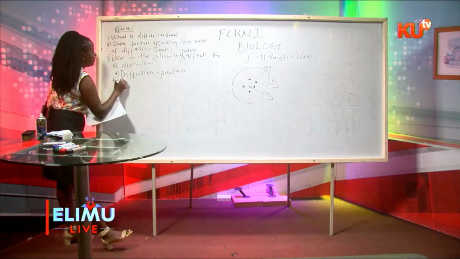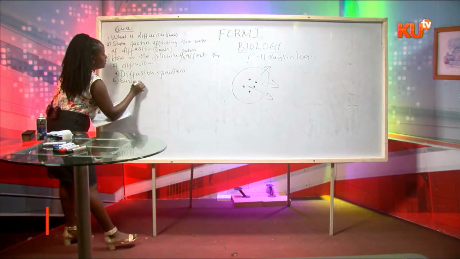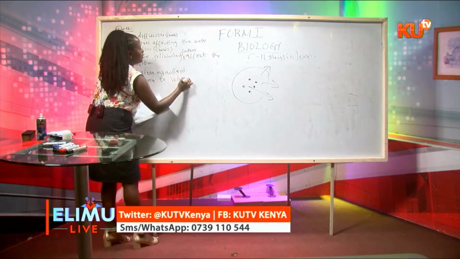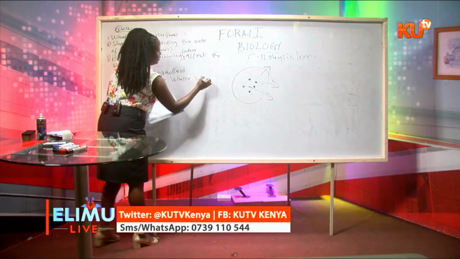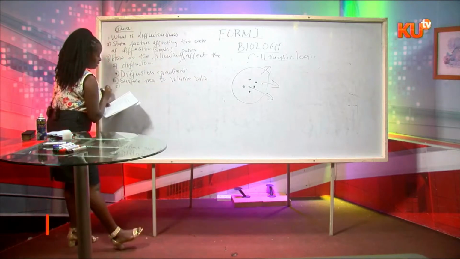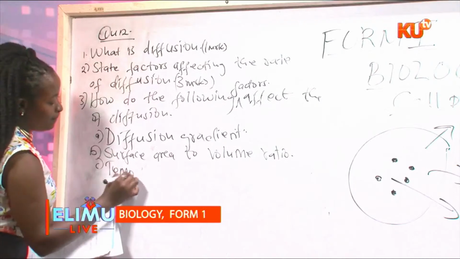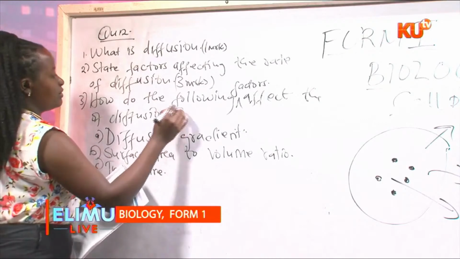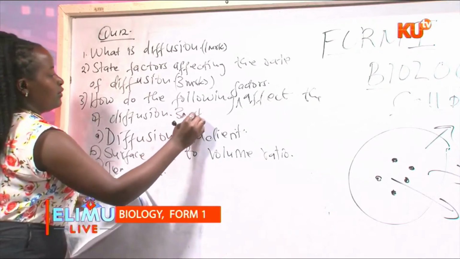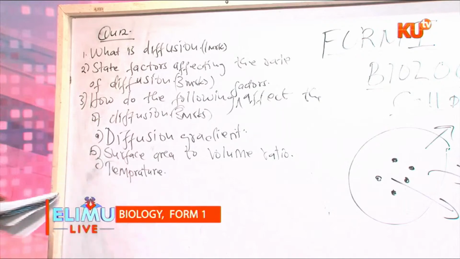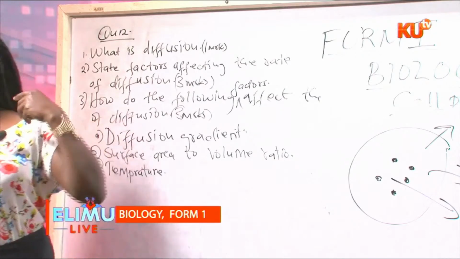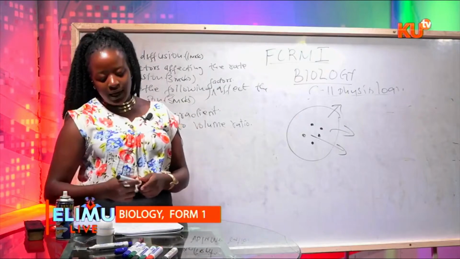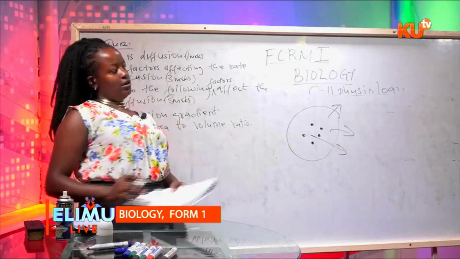Then number B, we have surface area to volume ratio. Then we have temperature. So for each of these factors, give both sides of the factor. Then these questions can also be asked in form of illustrations. You can be given drawn illustrations.